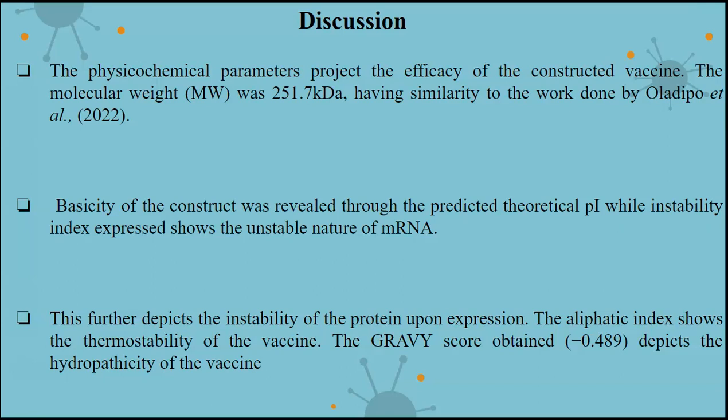As we all know, most messenger RNA are not stable in nature. This construct further depicts the instability of the protein upon expression, and the aliphatic index shows the thermostability of the vaccine, how stable it is in the presence of temperature. The grand average of hydropathicity depicts that it is hydropathic in nature. It will be able to permeate the membranes, which is a good factor.